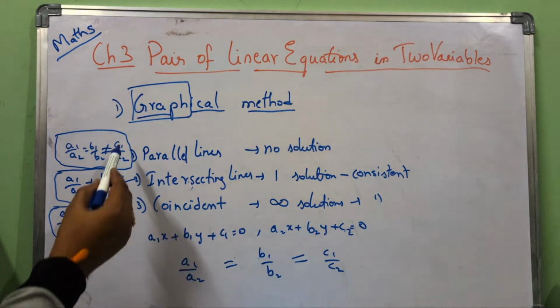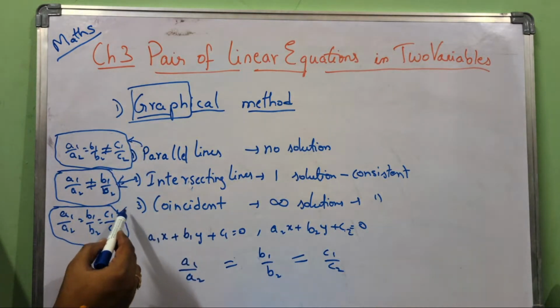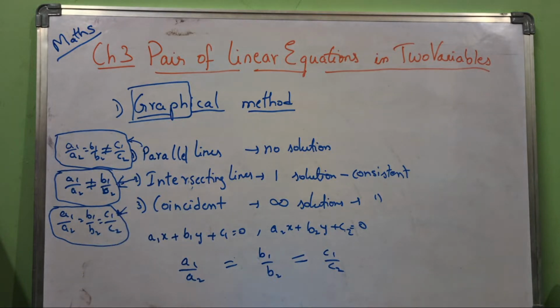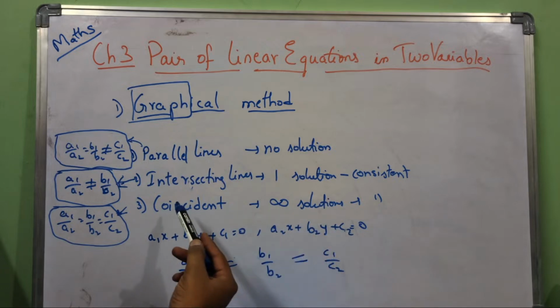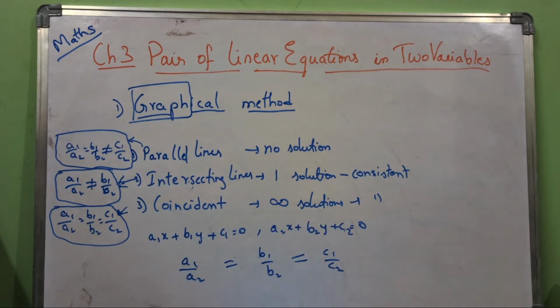So if we are doing with pen and paper, mark these 3 points, a1 by a2, b1 by b2, c1 by c2 conditions, whether it is parallel lines, intersecting lines or constant lines. I clearly mentioned only for intersecting and constant lines we have solutions, that is one solution and infinite solutions for coincident. For parallel lines we have no solution.